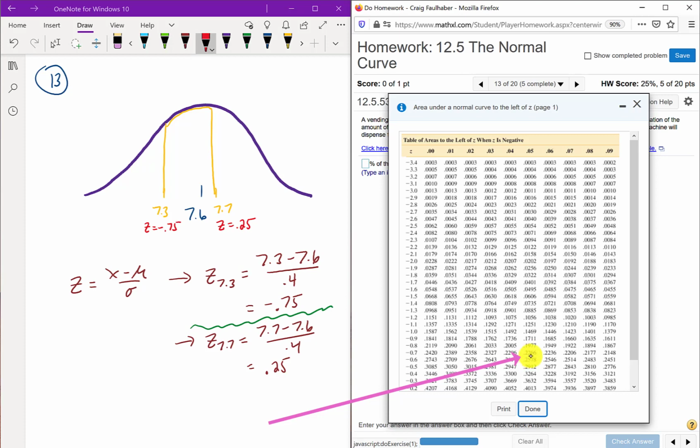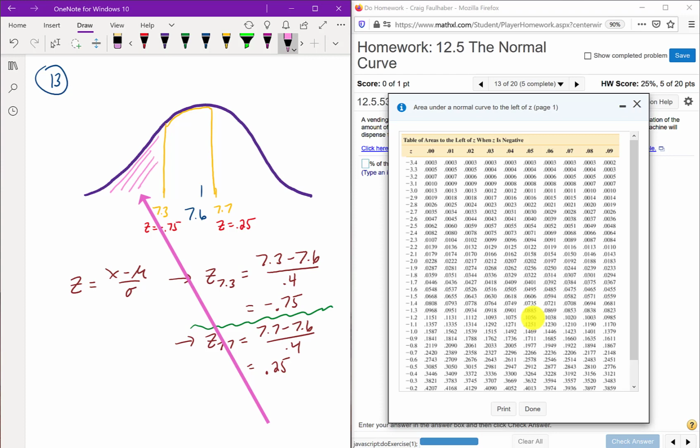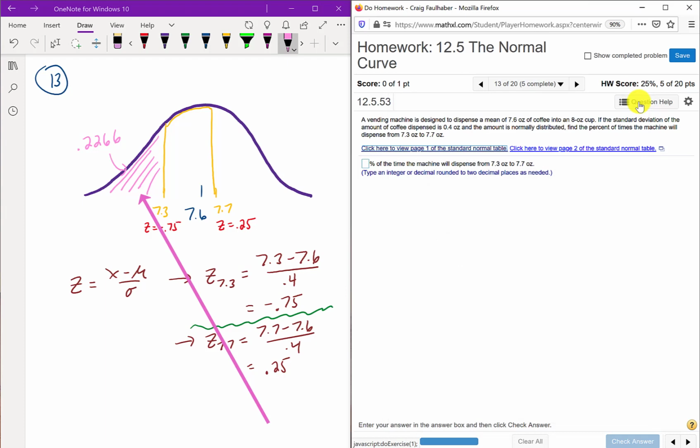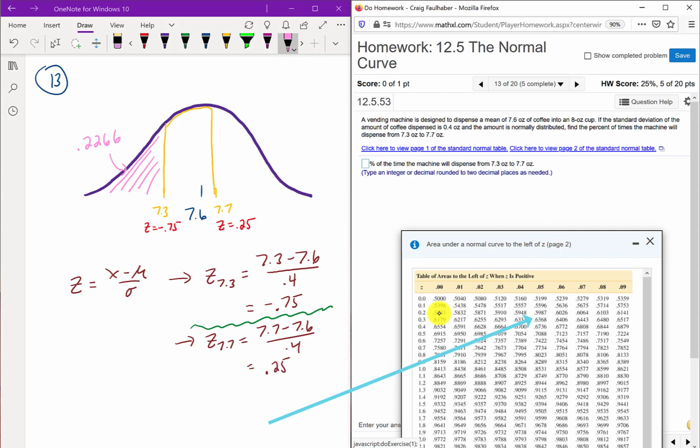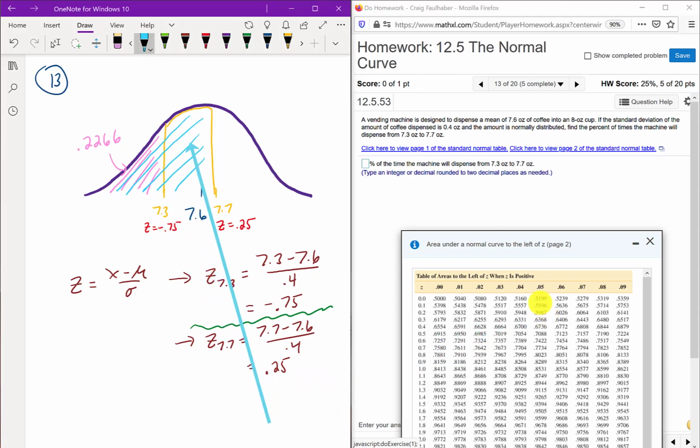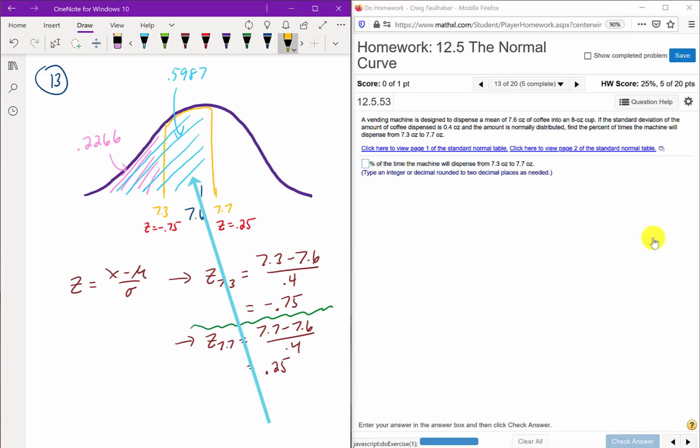It's 0.2266. What that says is that this area in here is 0.2266. Okay, great. Now let's look up our other z-score, which happens to be positive, so I'm going to use the second page. We are looking for 0.25, which appears right here in the table, 0.5987. So we're told that this area over here is 0.5987. But what we really want is the area in between those two z-scores.